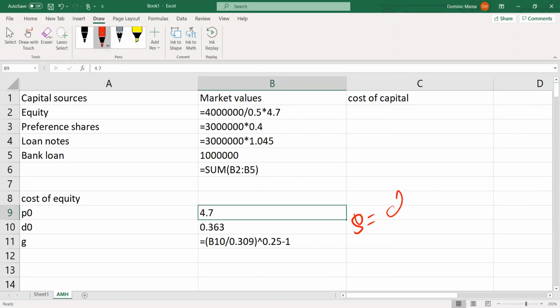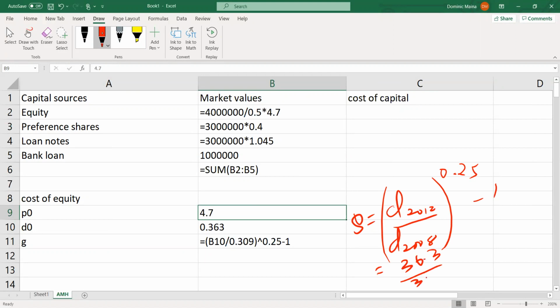So G here, we say is equal to D2012 over D2008, to the power of 0.25 or a quarter, minus 1. So this is equal to that 6.3 divided by 30.9, to the power of a quarter, or 0.25, minus 1. This is what we've just done in this cell. That's what you have just done in that cell there.